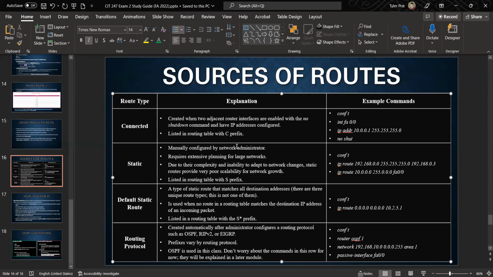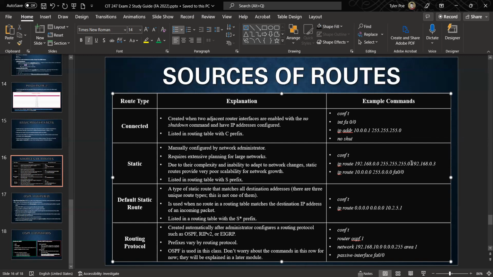Static routes are manually configured by network administrators. They require extensive planning for larger networks. They're not very scalable because they're very complex and they're not able to adapt automatically to network changes. Basically, you just need to know how to create one. It's the same process we've done all semester. It's the destination subnet ID, the subnet mask of the destination subnet, and finally the IP address of the adjacent interface to the router you're configuring.